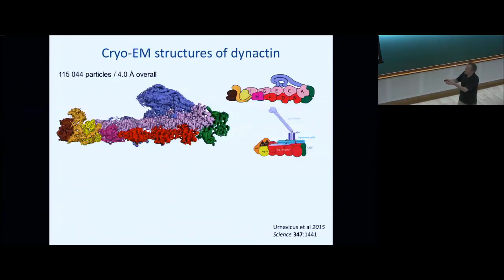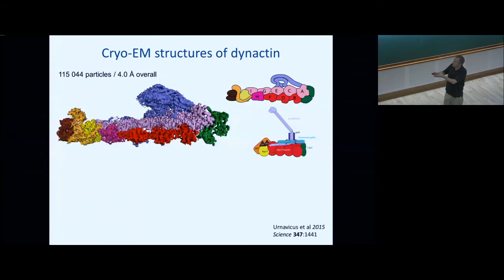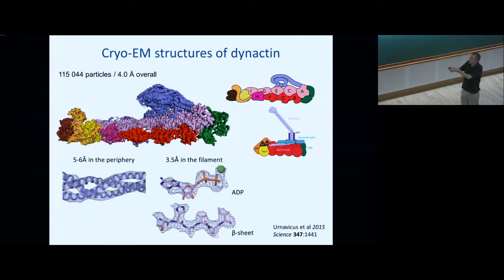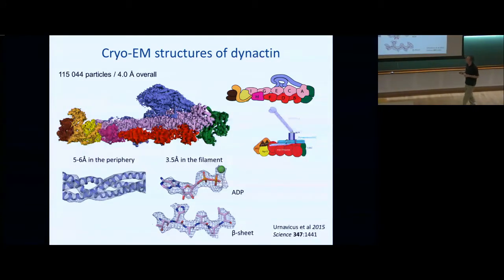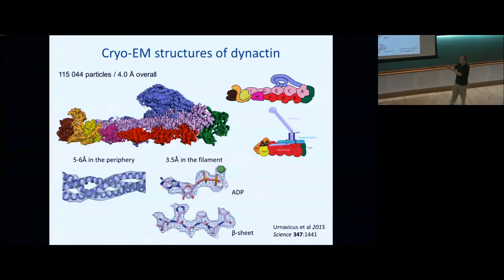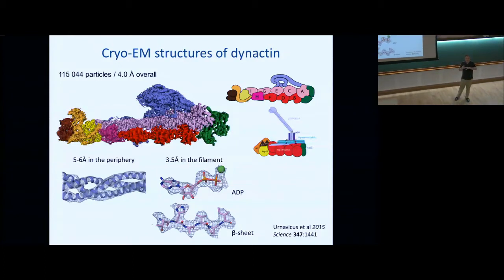And so this is our map, and I've colored it according to the different subunits that we knew were from this model. And it was 4 angstroms overall. And what that means in cryo-EM terms, in the center of this filament, you're at about 3.5 angstroms. And that's really good. That's good enough to see individual beta sheets and nucleotides, and you can really build that structure and get an atomic model. Out at the edges it's about 5 or 6 angstroms, but that's still good enough to fit in helices and build the structure.